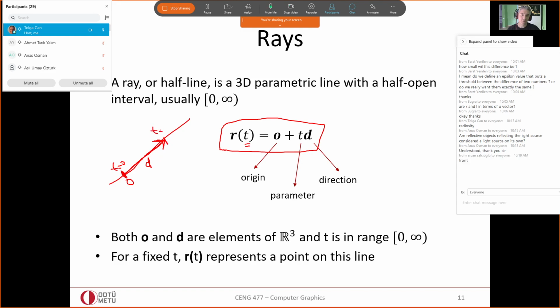Okay, so when t is equal to 1, we are going to be at the front of this arrow. And t could be from minus infinity to plus infinity. It will be this line equation. All right.